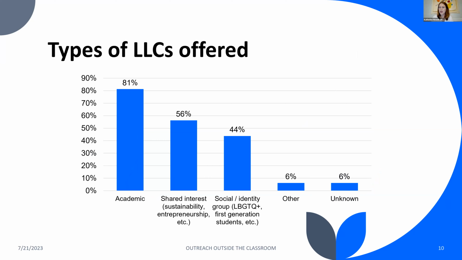We were curious about the types of LLCs offered at the respondents' institutions, and this fell in line with what we see generally. So this was a select all that apply question. So 81% of respondents had academic LLCs. So it might be students that are going to major in business or another kind of major like that. Those are often the ones that go along with the required course. There's also 56% that had shared interest LLCs. So common ones we see are like a sustainability LLC or an entrepreneurship LLC. 44% offered social or identity group LLCs like LGBTQ plus and first generation students. And so there's kind of a diversity of offerings there.